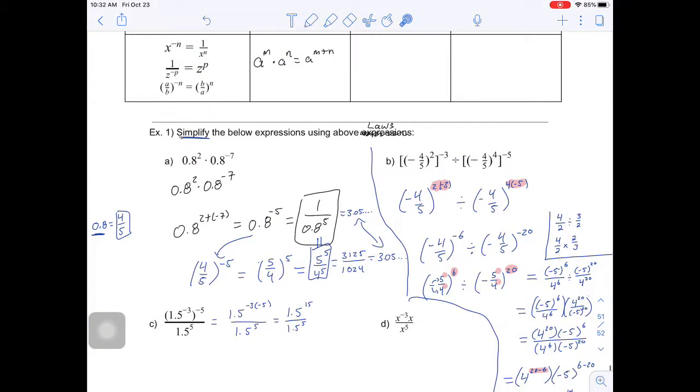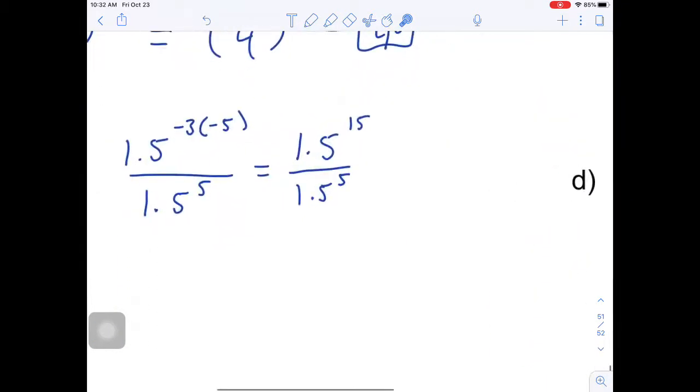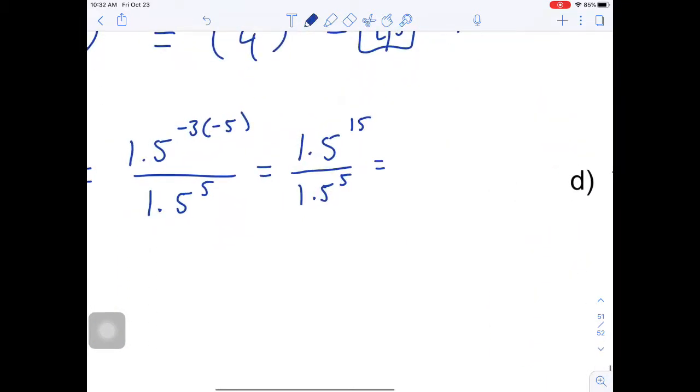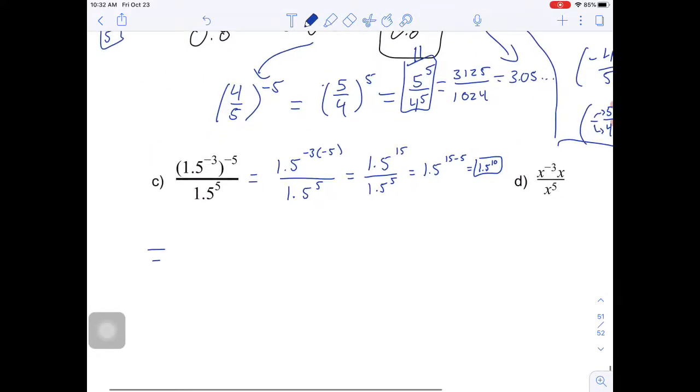Well, here I have two similar bases, and when you have two similar bases dividing, you subtract their exponents. So here I'm going to subtract my denominator's exponent from my numerator's, so 15 minus 5, and I'm left with 1.5 to the power of 10. And there's my simplified solution. So this thing equals 1.5 to the power of 10.